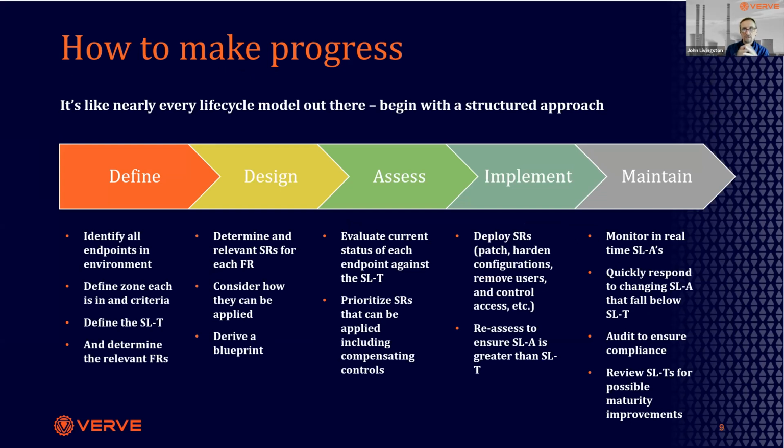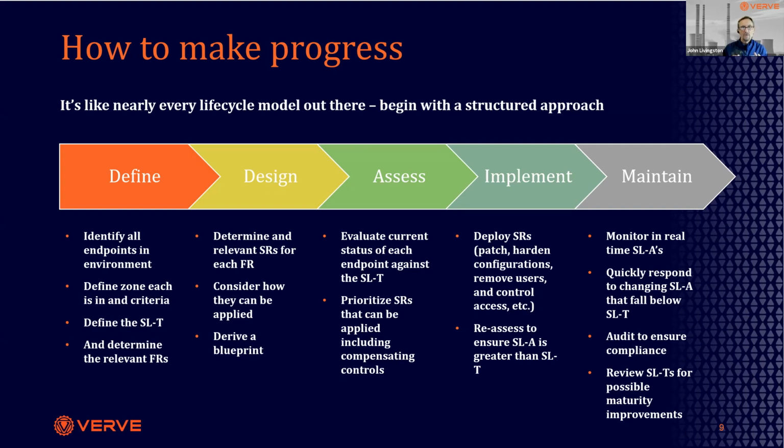And so essentially, as we work through this process, the first step is to define all of the endpoints in the environment. So let's make sure we identify every endpoint, inventory, visibility, et cetera. Defining the zones that each of those are in, and then what are the target security levels that I have for that zone and those particular endpoints in the zone. Then we design the right set of security controls for that. So what are the SRs for each of the functional requirements that I want to achieve? And then talk through and design how I'm going to apply those security requirements to that particular endpoint.